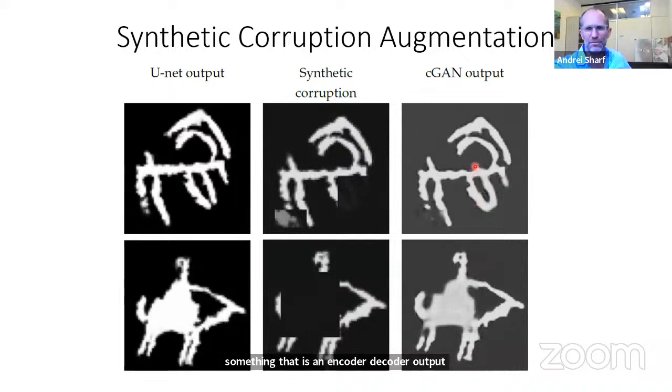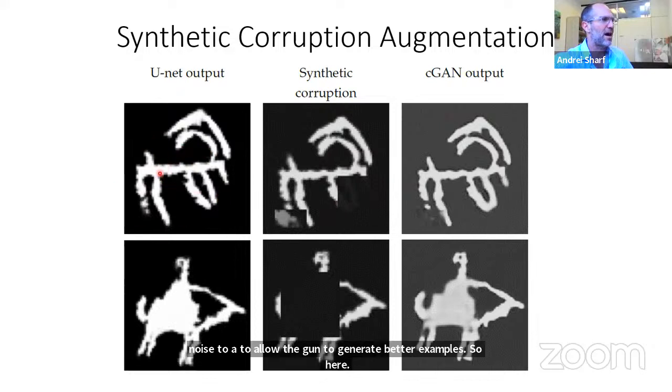It's not enough. We had to add some kind of augmentation. So one kind of augmentation was trying to add some noise to allow the GAN to generate better examples. So here, this is the U-Net output. Here is an animal, here is a person, and we simply cover some parts of the shapes, and the GAN is able to reconstruct it. This way, we boost the GAN convergence.